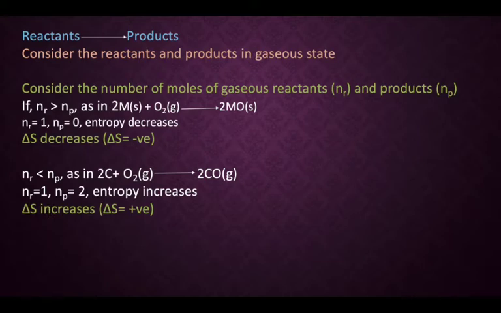There is one more case, where the number of gaseous reactants and products are equal. Then we say that delta S is equal to 0, so there will be no change in entropy. Suppose the number of gaseous reactants is 1 and the number of gaseous products is also 1, then there is no change in entropy. So delta S is equal to 0.